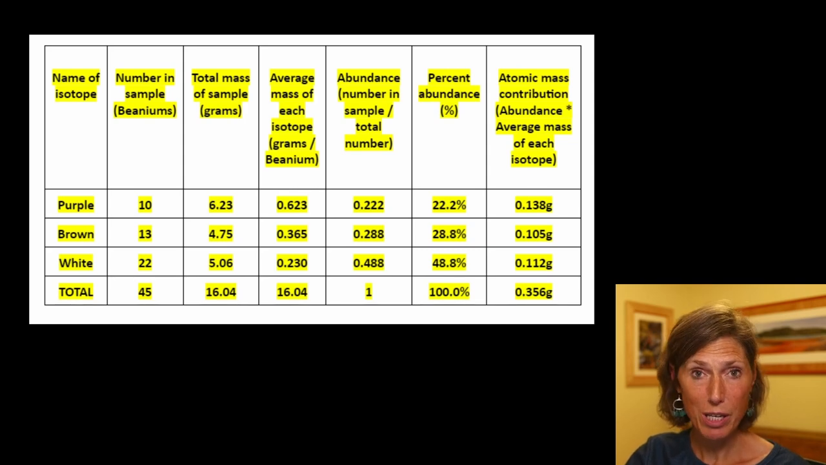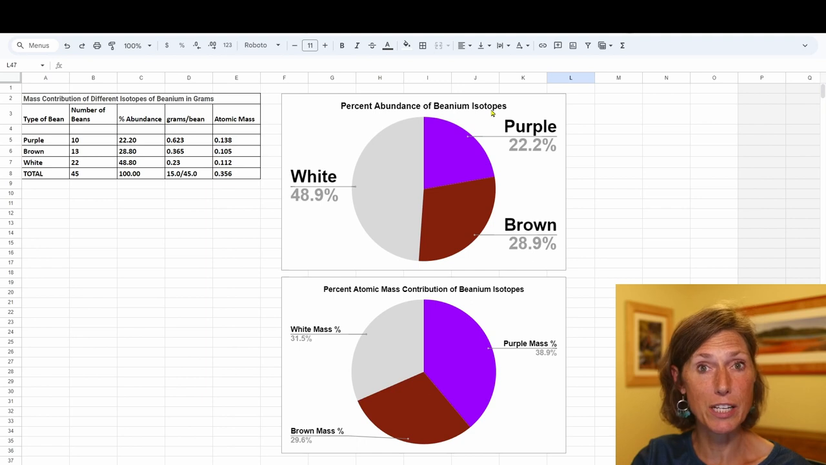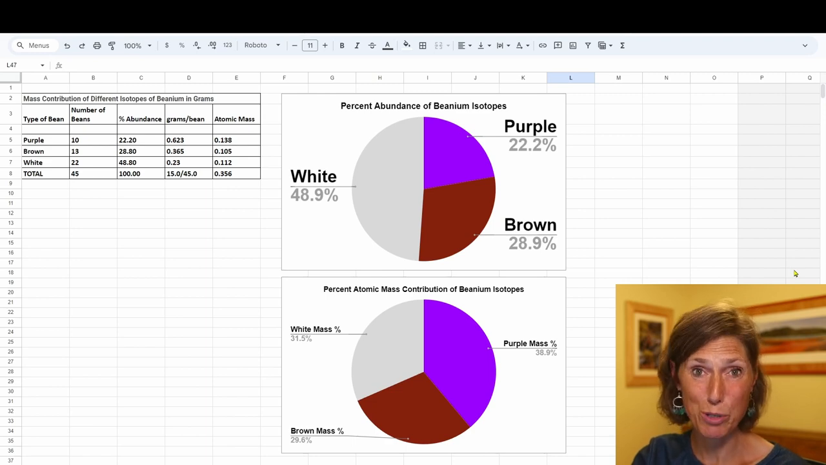One extension could be that you transfer this data to Google Sheets. The benefit of Google Sheets is that you can then easily turn the data into two different pie charts. One chart that shows you the percent abundance of the beanium isotope. The bottom pie chart shows you the atomic mass contribution, but in a percentage form.